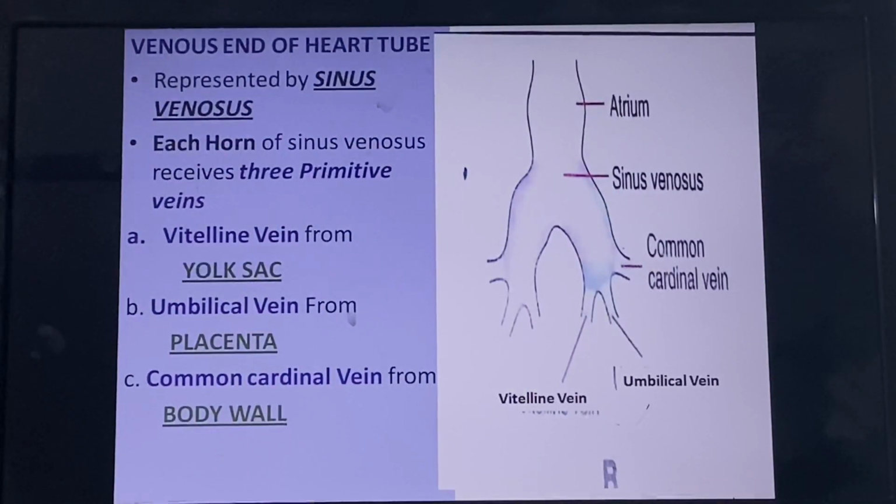Before that I would like to tell you that this is the repetition of the previous knowledge that venous end of the heart tube is represented by sinus venosus. Each horn of the sinus venosus receives three primitive veins, that is vitelline vein, umbilical vein and common cardinal vein. These veins drain the yolk sac, placenta and body wall respectively.